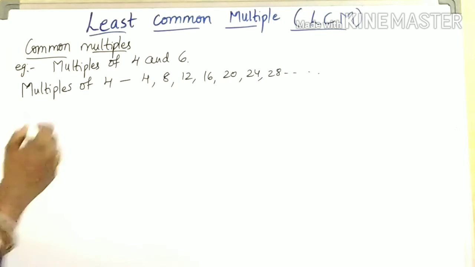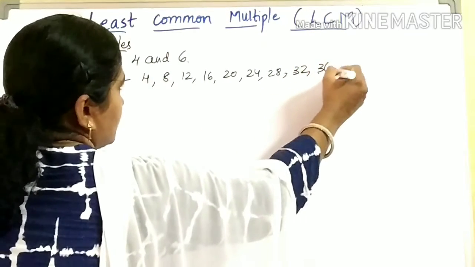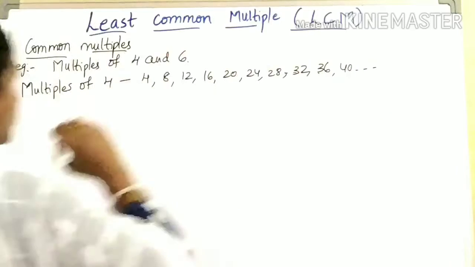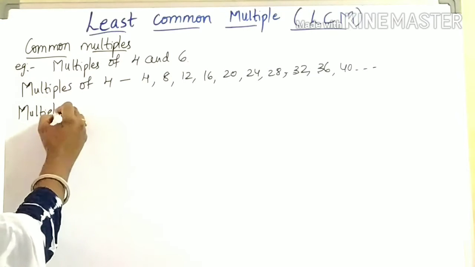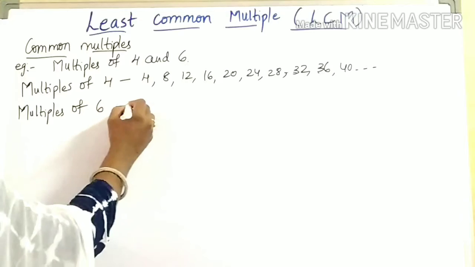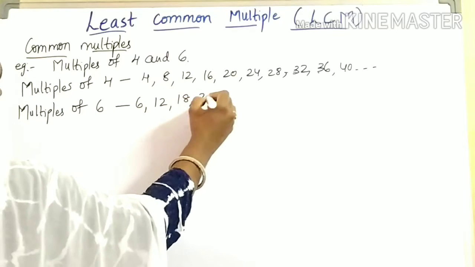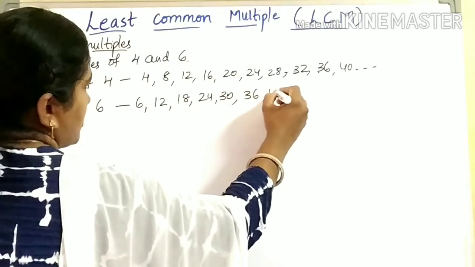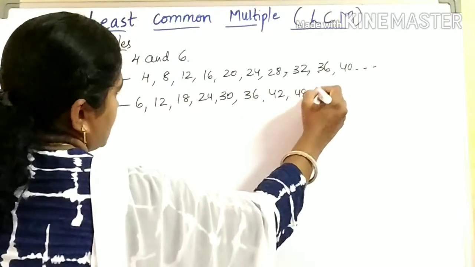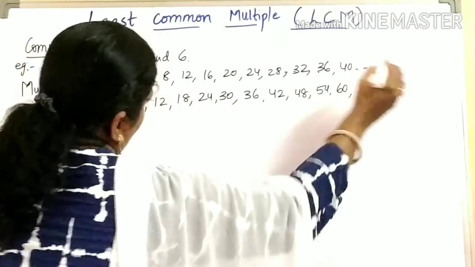Still you can write, children. 4 8s are 32, 4 9s are 36, 4 10s are 40. You can write more. Now write multiples of 6. 6 1s are 6, 6 2s are 12, 6 3s are 18, 6 4s are 24, 6 5s are 30, 6 6s are 36, 6 7s are 42, 6 8s are 48, 6 9s are 54, 6 10s are 60, 6 11s are 66, so on you can write.